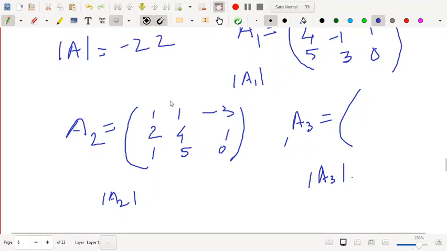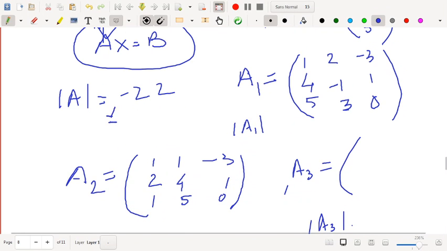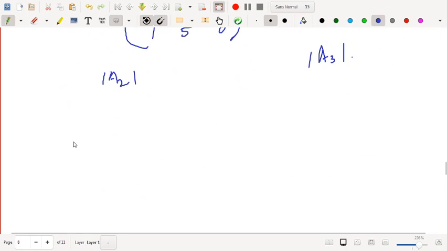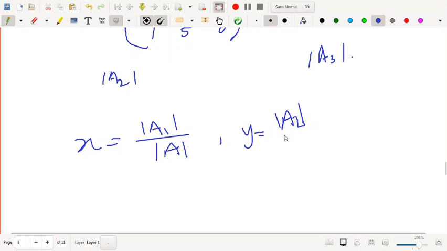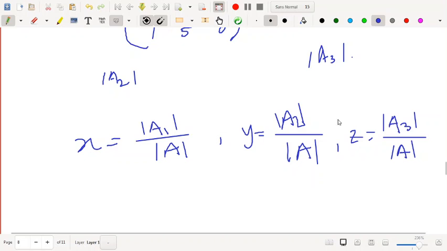So first you need to write that this coefficient determinant is not equal to 0. By Cramer's rule there exists a unique solution of xyz, and that unique solution is given by x equal to determinant of A1 by det A, y equal to determinant of A2 by det A, and z equal to determinant of A3 by det A. This is your Cramer's rule.